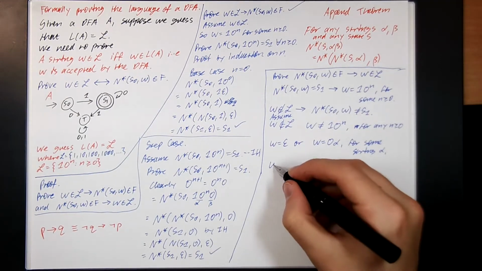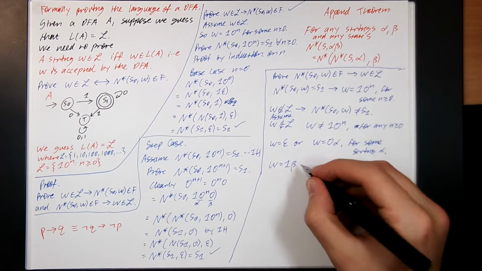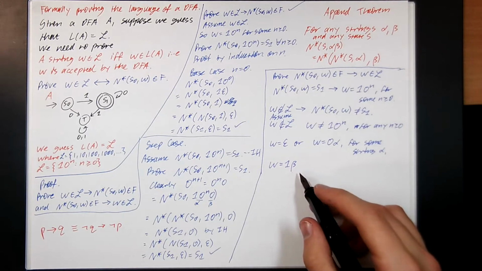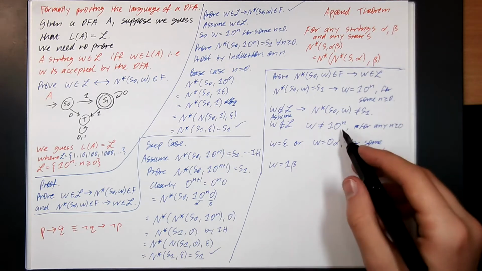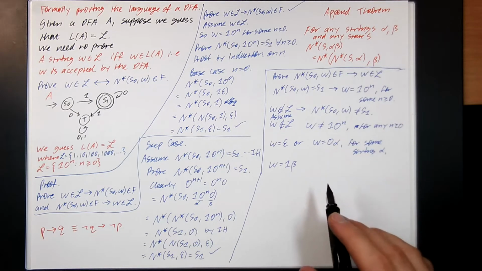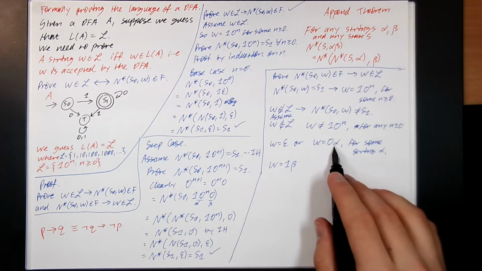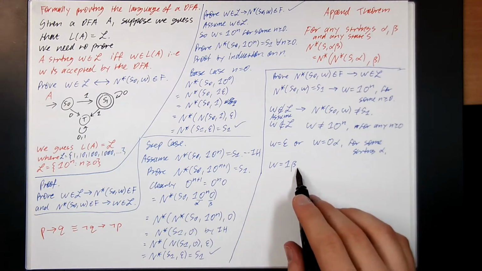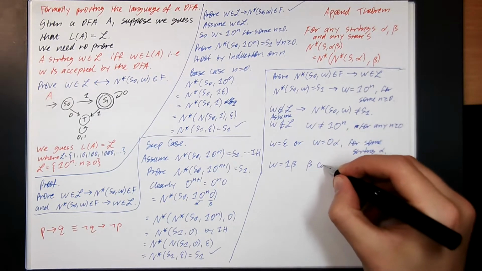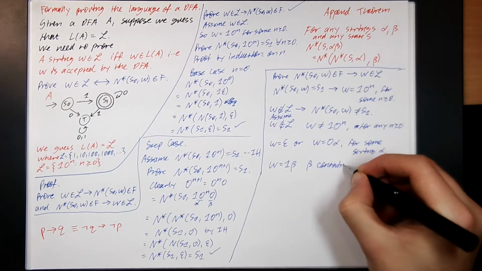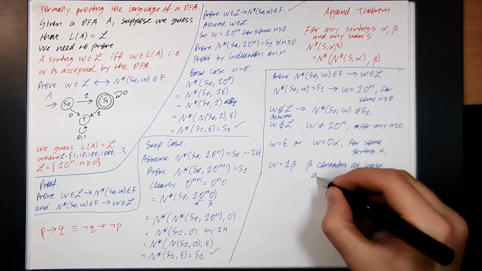Or W could start with a 1 and be followed by a string beta, and beta's got at least a 1 in it, right? Because if beta didn't have a 1 in it, beta would be all zeros, and then it'd be of this form again. So we've got 3 cases to consider. W is empty, W is a 0 followed by some garbage, or W is a 1 followed by some garbage, and the garbage contains at least a single 1. Beta contains at least a single 1.